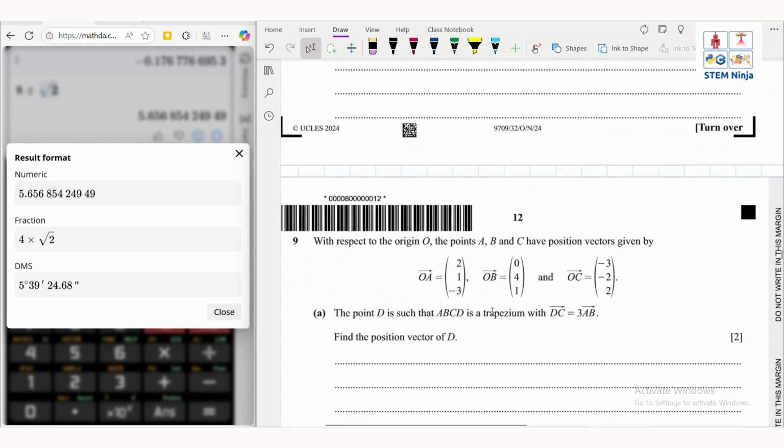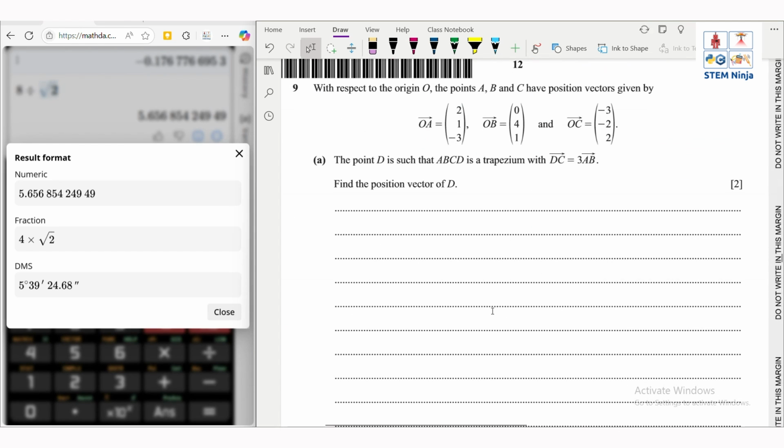All right. Moving on to ninth question. With respect to the origin, the points A, B, and C have position vectors this. The point D is such that A, B, C, D is a trapezium with DC equal to 3AB. So trapezium, so A, B, C, D. So this is 3 times that. All right. Find the position vector of D.